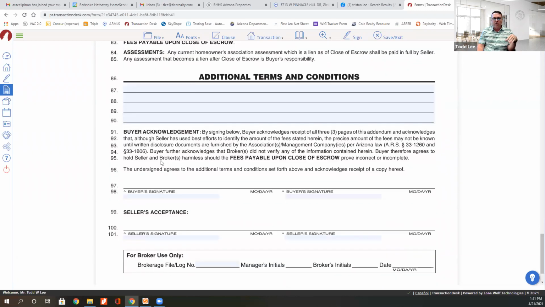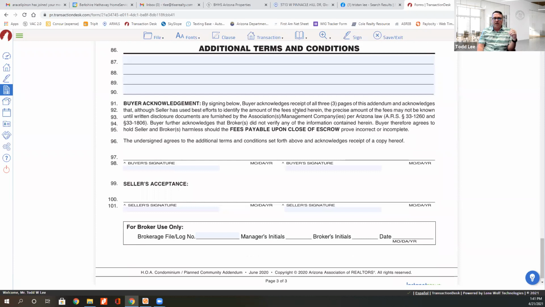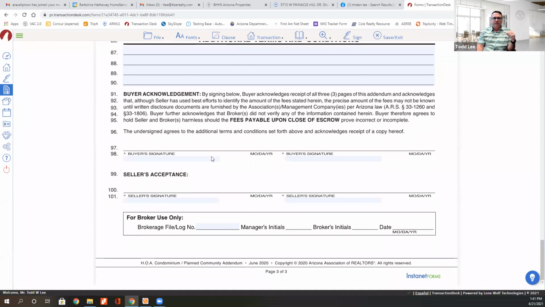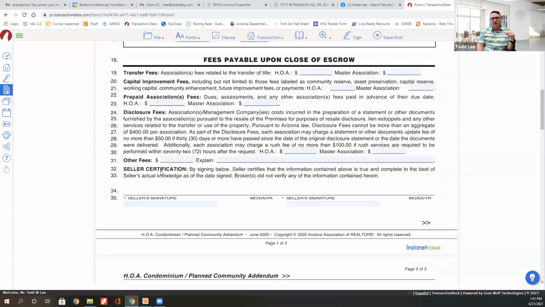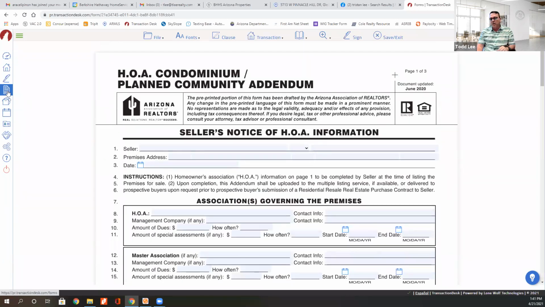Any other terms that we need to throw in it? And then the buyer acknowledges by signing below that they've seen all 3 pages of this addendum and that they are agreeable to all the terms and conditions of it. So that is the HOA addendum. Anybody want to add anything into the HOA addendum?